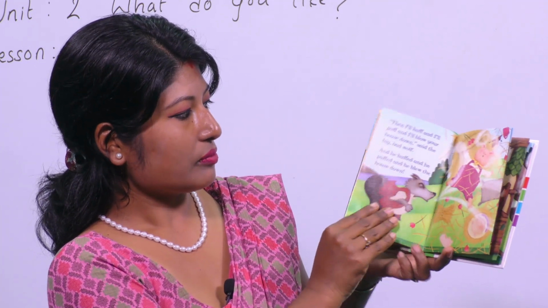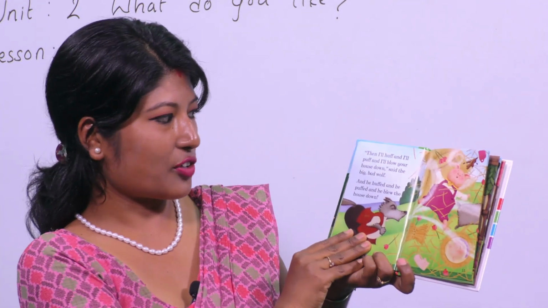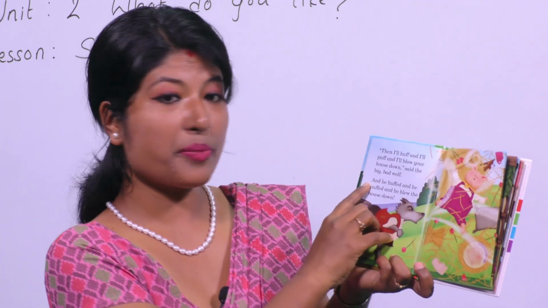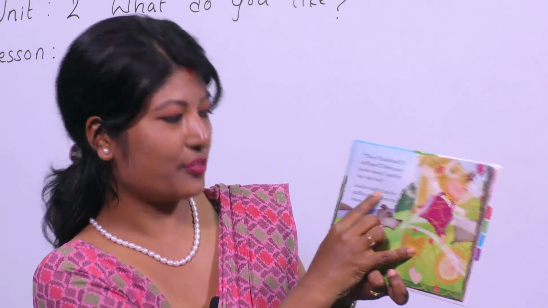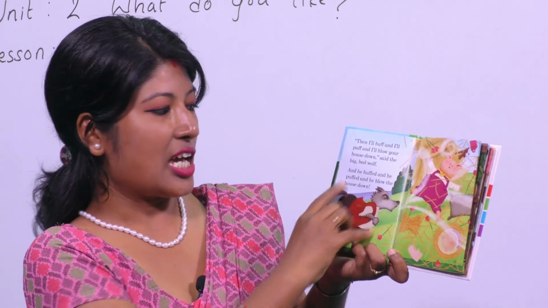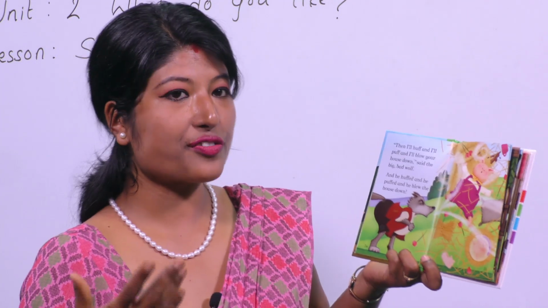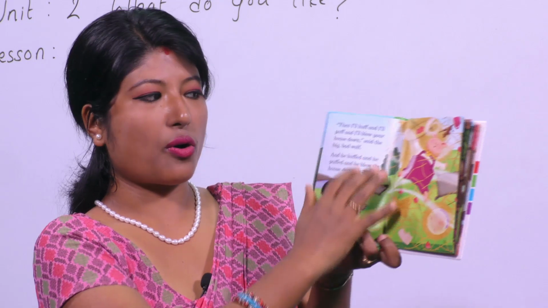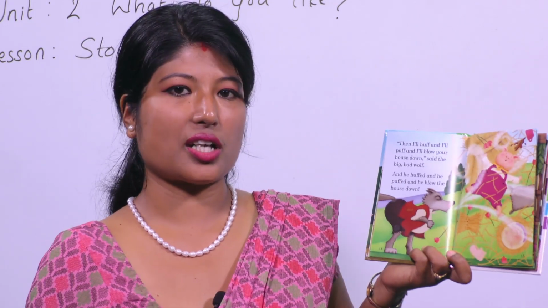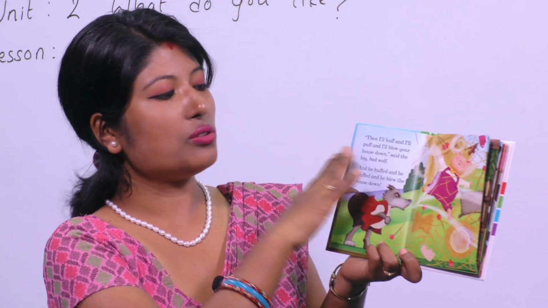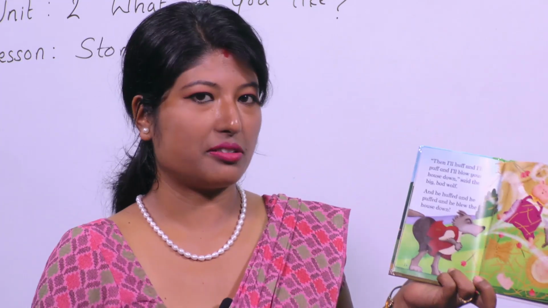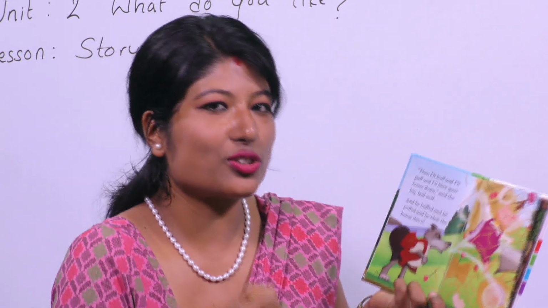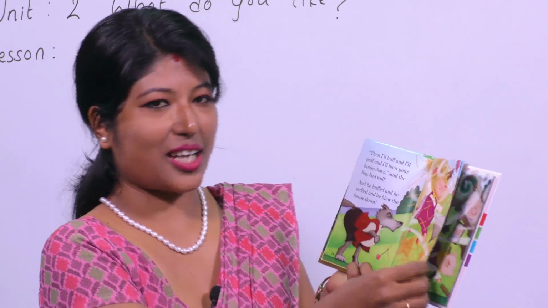Then what happened? The wolf said, "I'll huff, I'll puff and blow your house down," said the big bad wolf. And then he huffed and puffed and blew the house down. See, poor house, it was broken down totally. All the straws scattered, and the poor little first pig quickly ran to another pig's house.